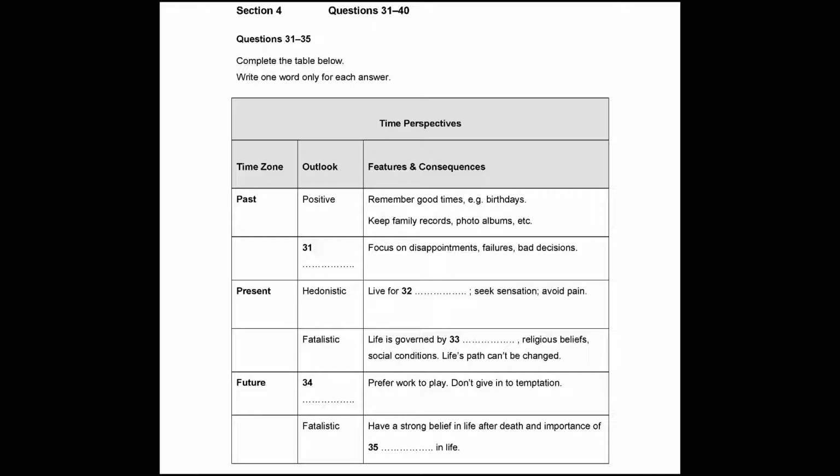Looking at the future time zone, we can see that people classified as future active are the planners and go-getters. They work rather than play and resist temptation. Decisions are made based on potential consequences, not on the experience itself. A second future-orientated perspective, future fatalistic, is driven by the certainty of life after death and some kind of a judgment day when they will be assessed on how virtuously they have lived and what success they have had in their lives.